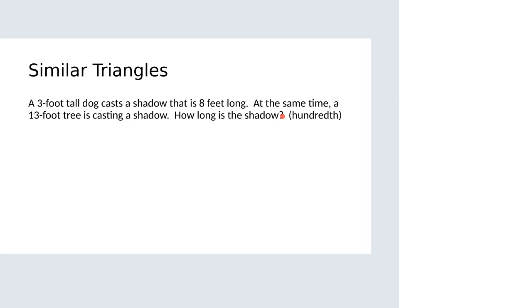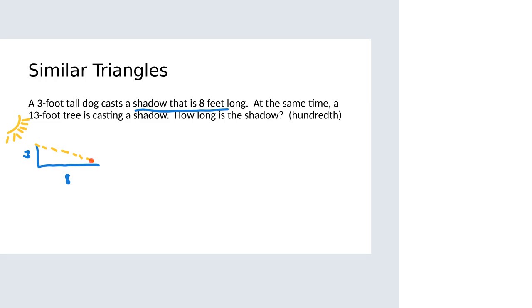Again, doesn't necessarily feel like similar triangles right away, but if we draw this, and this doesn't have to be a work of art, I've got my 3-foot-tall dog right here, and it's casting a shadow that's 8 feet long, so it's got a shadow down here that's 8 feet long. And what that means is that the sun is up here in the sky creating that shadow by shining rays down. And hey, look at that. The rays of the sun coming down help me see that there's a triangle involved here.